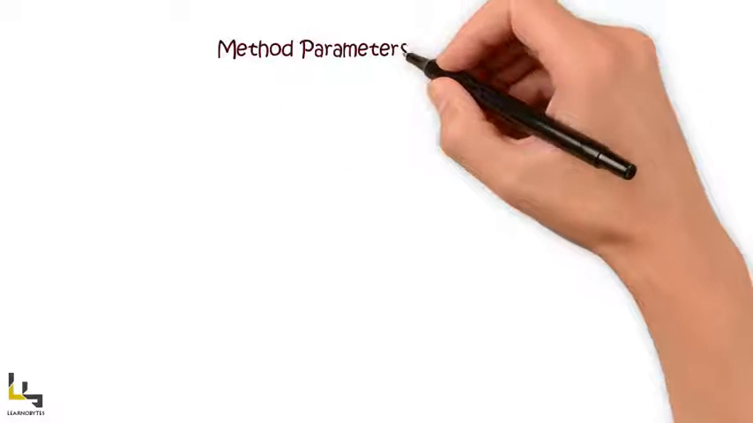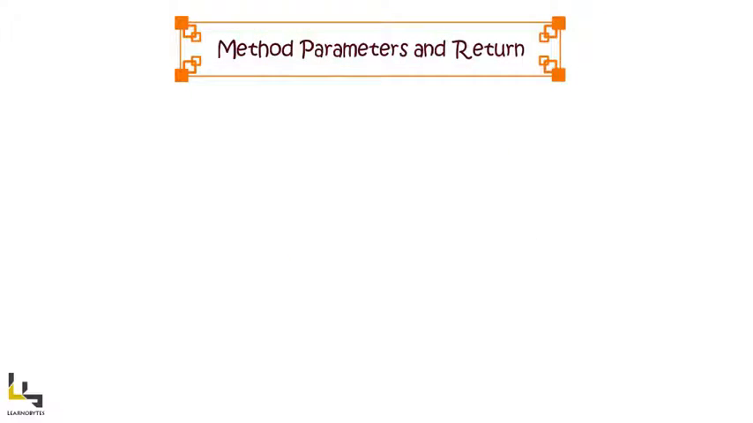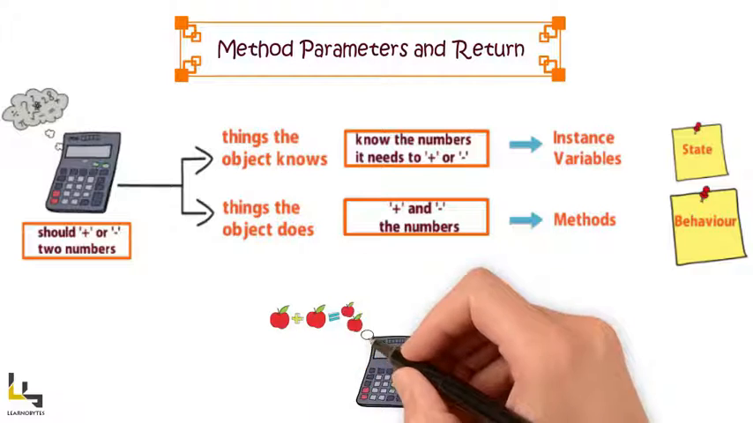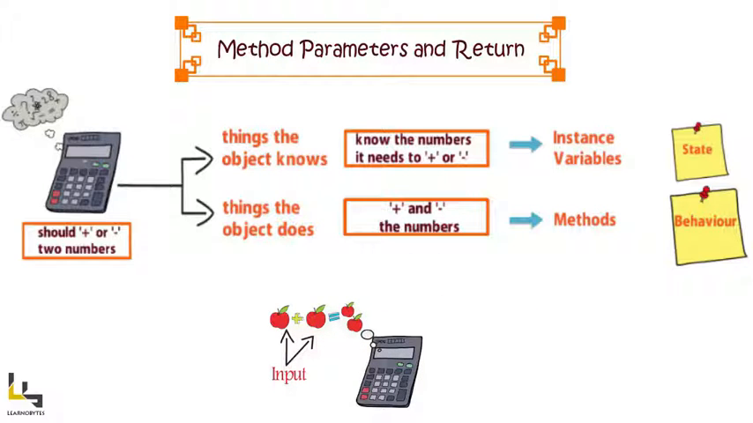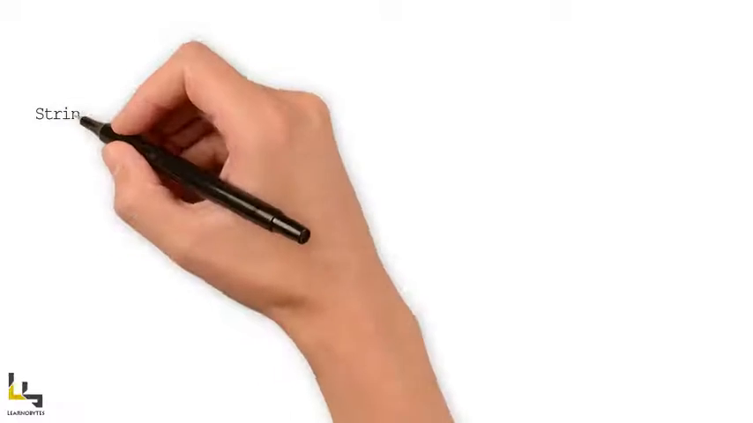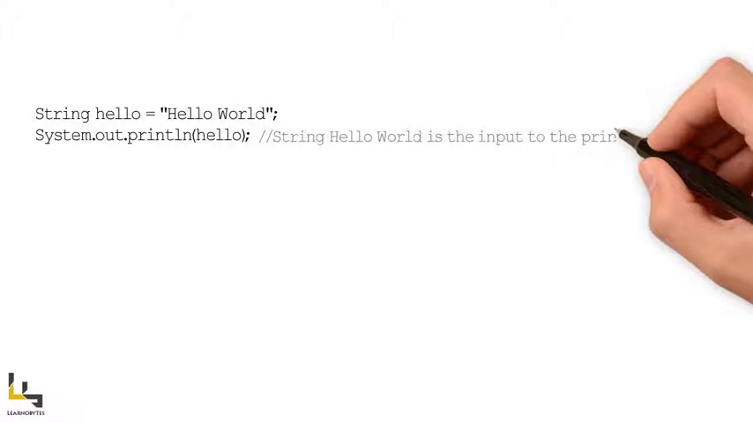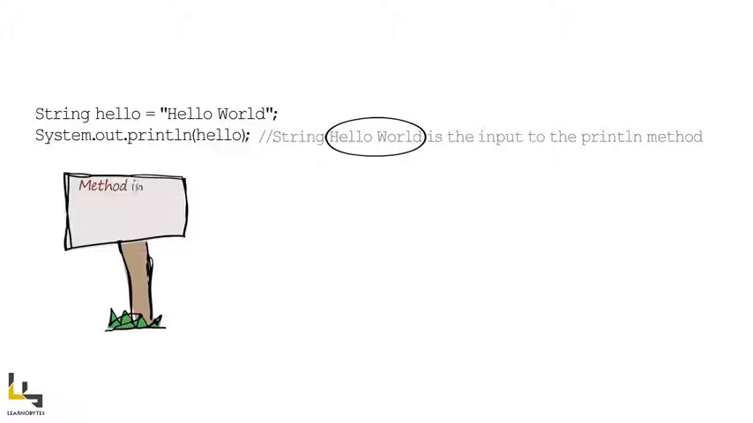Method parameters and return. In the previous video, we learned that methods determine the behavior of an object. They describe what the object does. Most methods require inputs that give details about the work that the method needs to do. For example, the println method has an input, the string that needs to be printed. Method inputs are known as parameters.